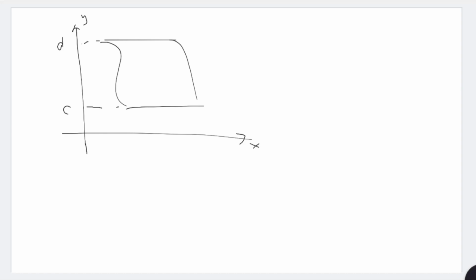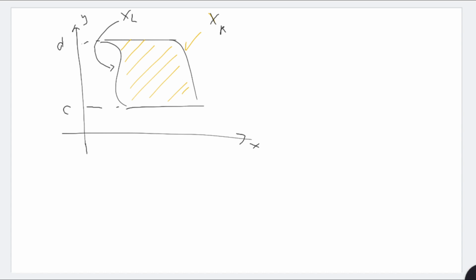Now, sometimes we have graphs that enclose a region in a different way, like this. Suppose this region is enclosed by a graph here. For now, let me call this x on the right side. This I'm going to call x on the left side.